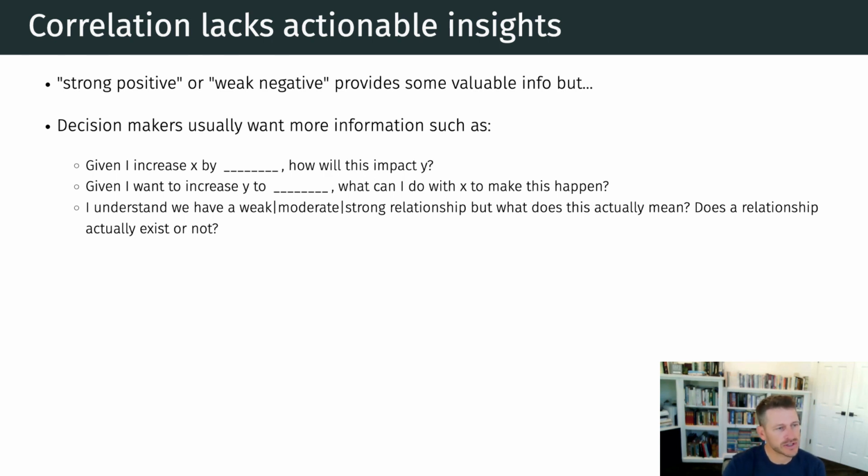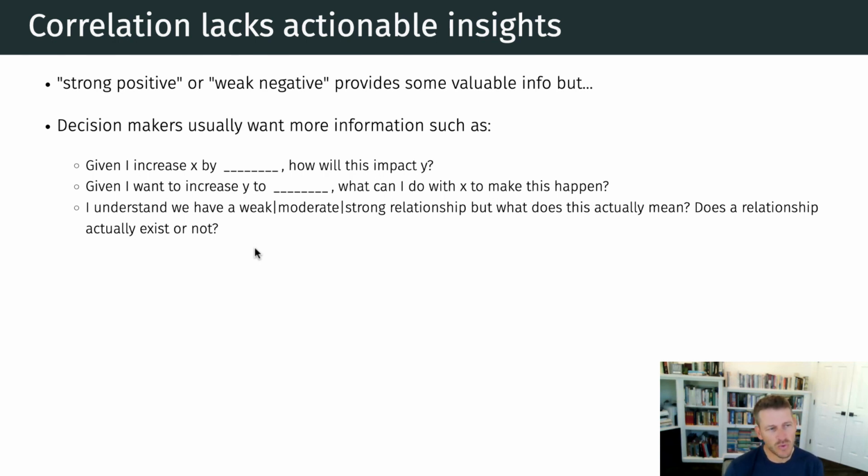They like to ask the question of, well, given I can increase X by so much, how is this going to impact Y? Or maybe I want to increase Y. Let's say Y is revenue. I want to increase our revenue to this level. What should I do with X to help make that happen, right? Or, we can say we have a weak, moderate, strong relationship, but what does that really mean? Like, is there actually a relationship that exists?